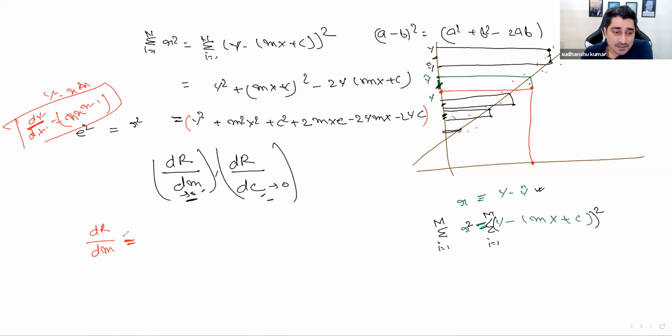Point by point. So here, what will be the derivative dR/dm of this term, y square? Can I say it will be 0? Because it will become a constant for this dR/dm. There is no m term. Yes, it will be equal to 0. Plus, this is the constant term, right?